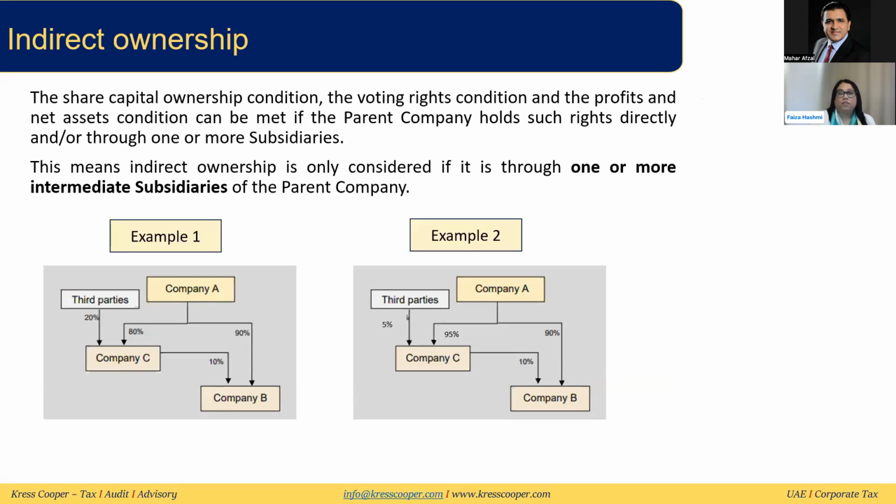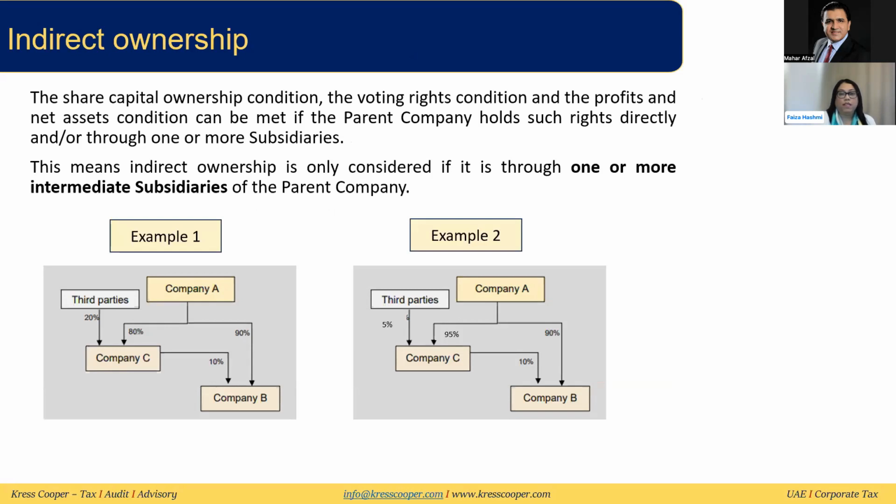Like we discussed in our previous slide, there are certain conditions like the share capital ownership, the voting right condition, and the profit and net asset condition, where we are continuously saying that the parent company can hold directly or indirectly through one or more subsidiaries. So when we say indirect ownership, let's discuss that. Let's discuss example 1 and example 2.